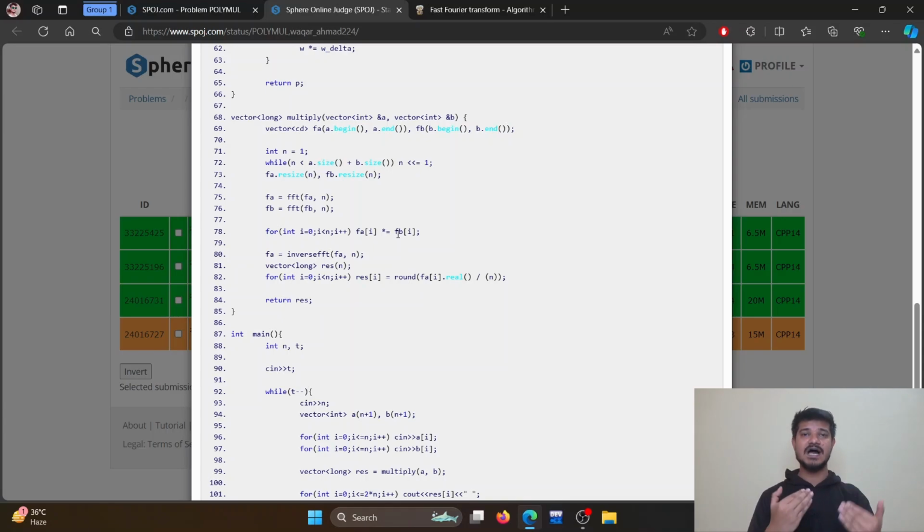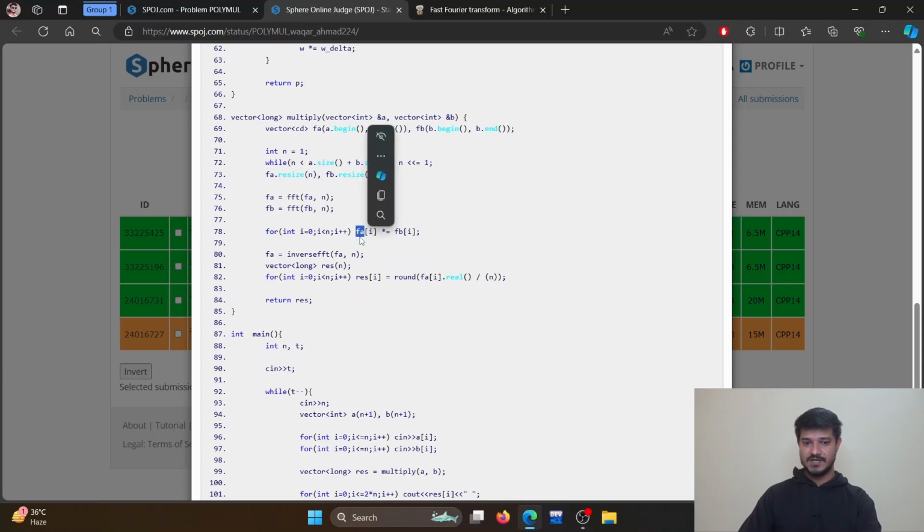Basically all of the points I'm multiplying, because once you apply FFT, it converts the polynomial from coefficient form to value form. And now we have FA and FB in value form. And if you want to find their product in value form, it's very simple, just multiply the corresponding values. That's what we are doing here.